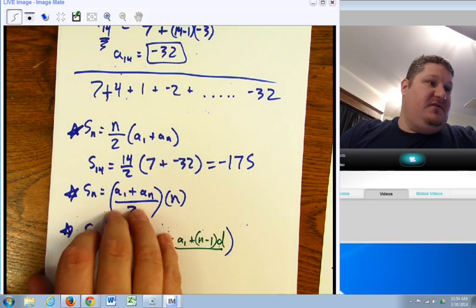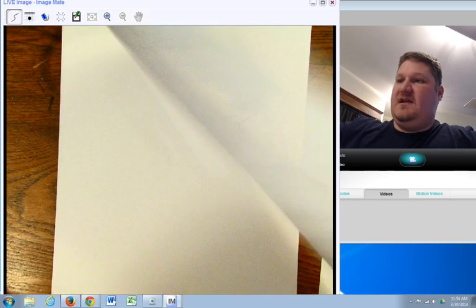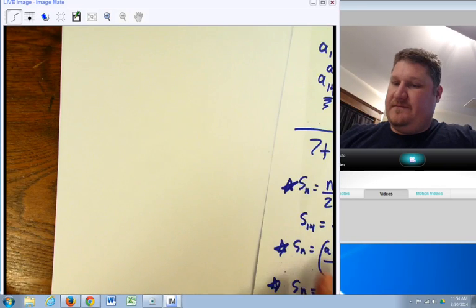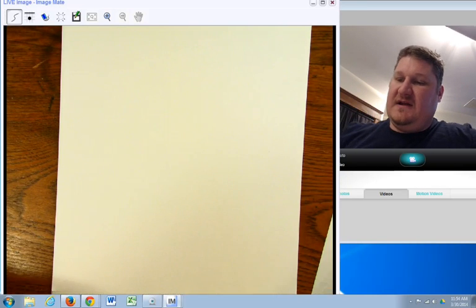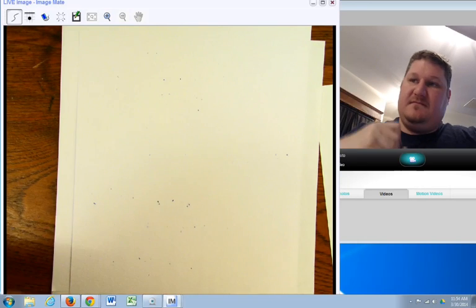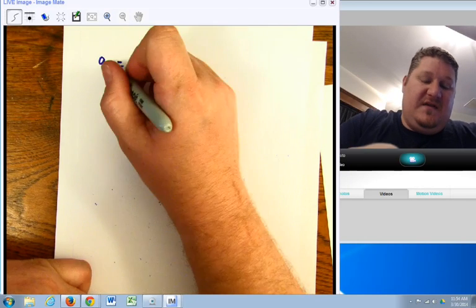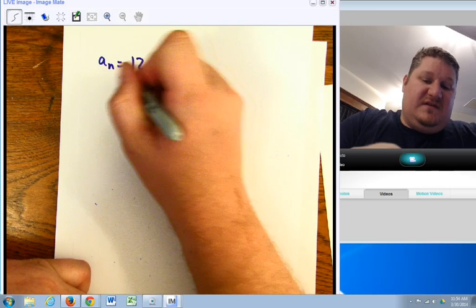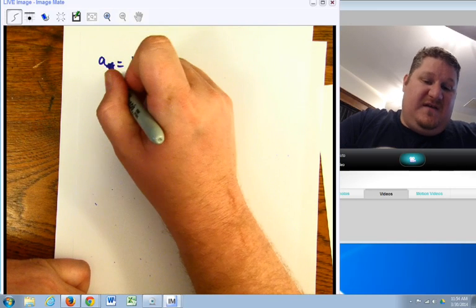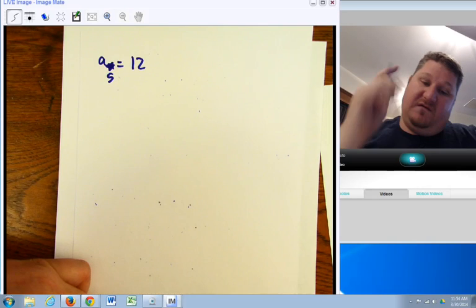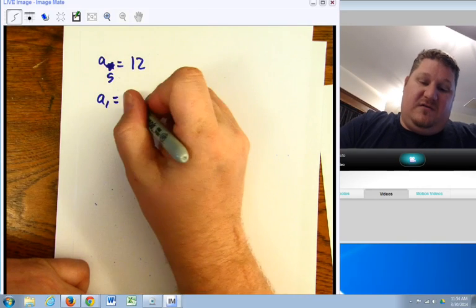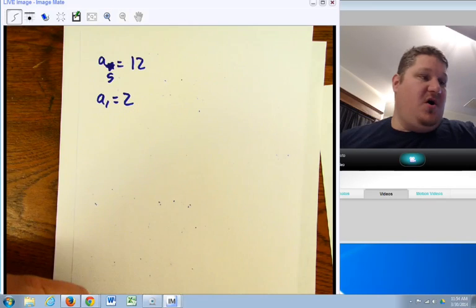Now, there is one other thing that you might want to think about, and that is, what if you're given a sub n? I have no idea what the difference is. A sub n equals, let's go 12, and let's make it the 5th term. So a sub 5 equals 12, a sub 1 equals 2. I don't know what the difference is.